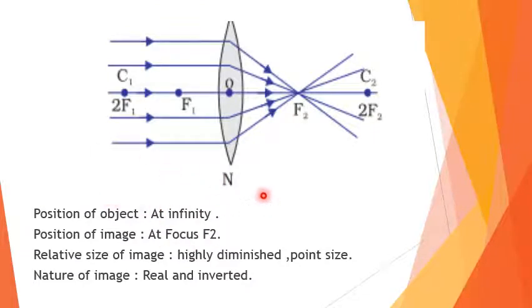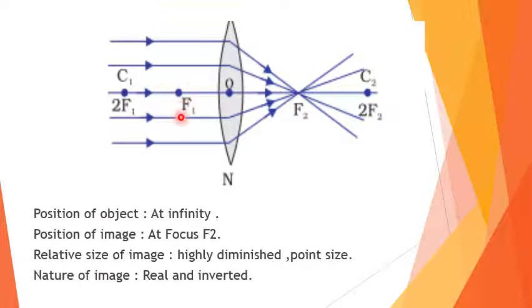There are 6 ray diagrams. This is the first one. Object is at infinity. Now always remember, where is the object? Object is always kept on the left side. Sign conventions, if you remember, we studied during mirrors. So where is the object? Always on the left side.